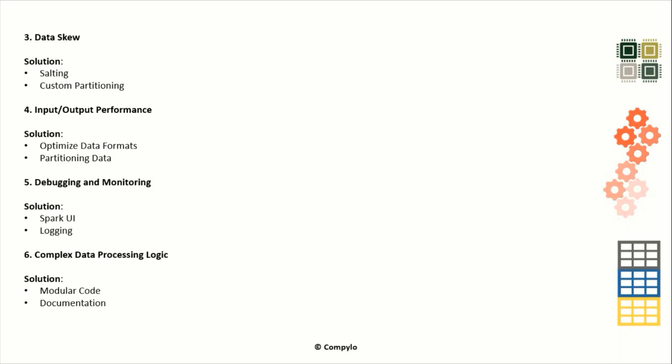One more challenge is complex data processing logic. Implementing complex data transformations can lead to hard to read and maintain code. And what could be the solution? The solution could be modular code. We can break down complex transformations into smaller reusable functions or modules. This enhances readability and maintainability. Next point is documentation. See, provide clear documentation for each step of the data processing pipeline to facilitate understanding for team members.